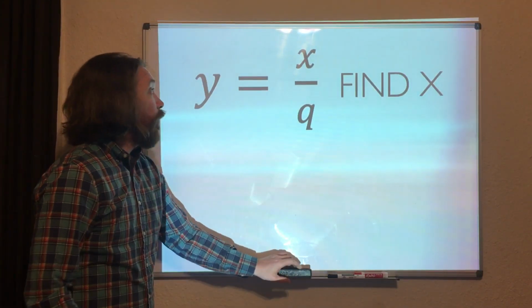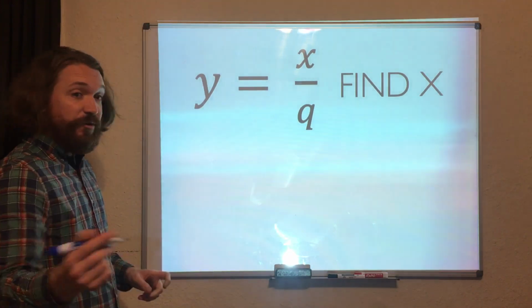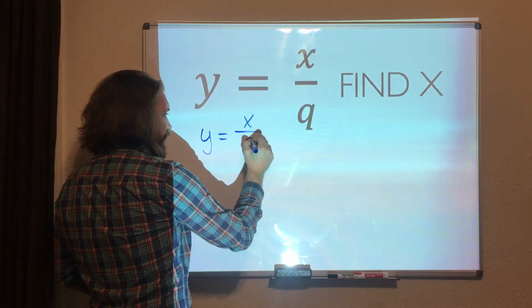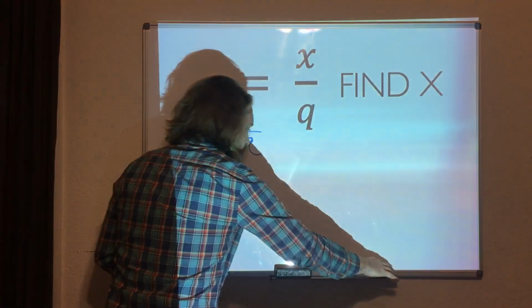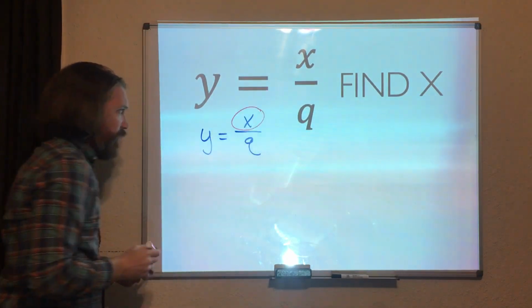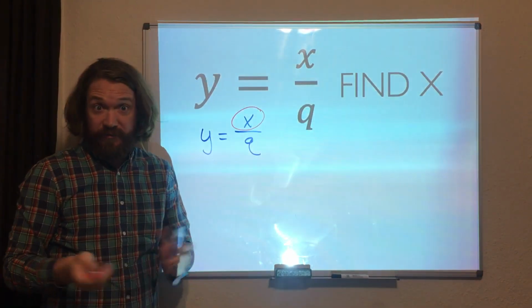Okay. Y equals x divided by q. Find x. Okay, again, here I'll do this in red this time. Maybe this is a little better. We want x by itself.